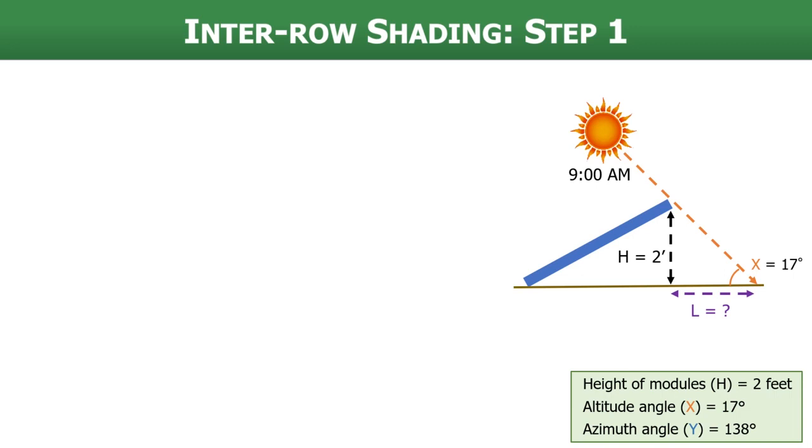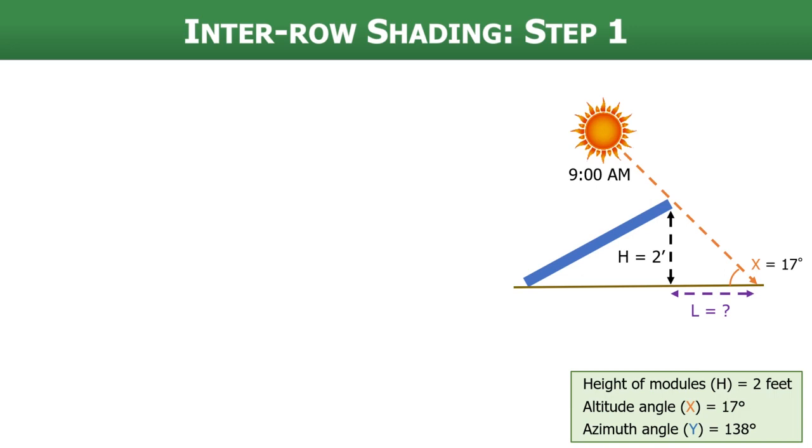Remember, I'm not concerned about any of the racking underneath. It's just the tilt of the modules because we're on a flat surface. So the vertical height of the modules, h, is 2 feet. The altitude angle, x, of the sun is 17 degrees above the horizon. The azimuth angle, y, of the sun is 138 degrees. So that is a little south of east. Remember, this is from December 21st, the worst case design day in the northern hemisphere.